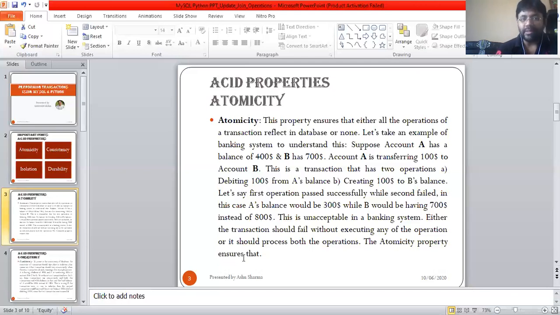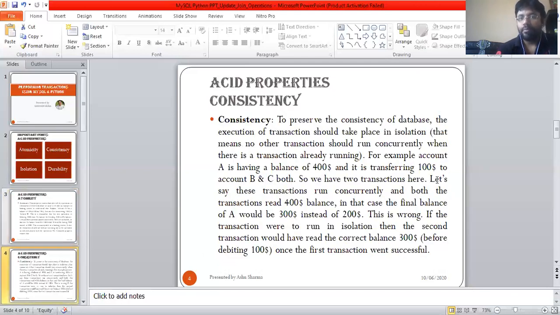Next, we move to consistency. To preserve the consistency of a database, the execution of a transaction should take place in isolation. That means no other transaction should run concurrently when there is a transaction already running. So if two transactions are running, one has to complete, then the second one will begin. For example, account A has a balance of $400 and it is transferring $100 to both account B and C.